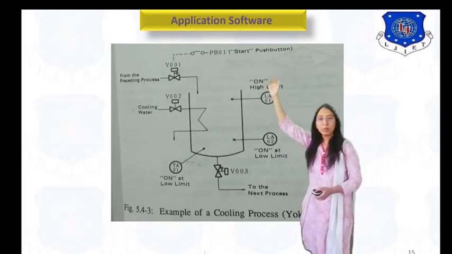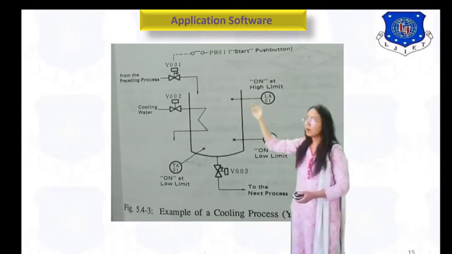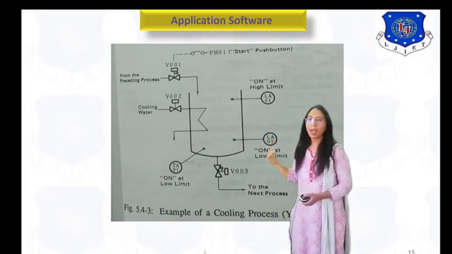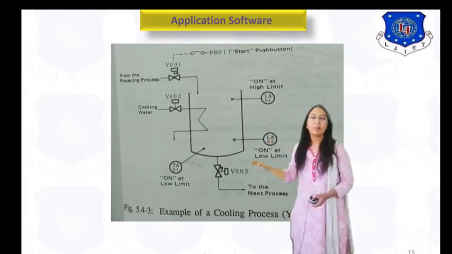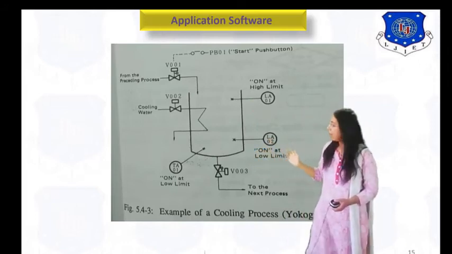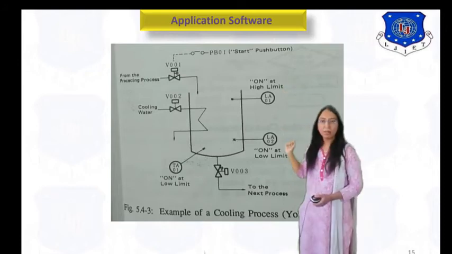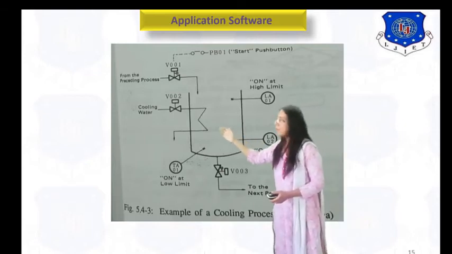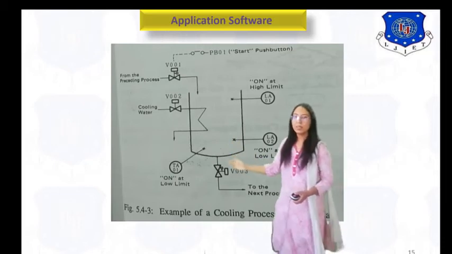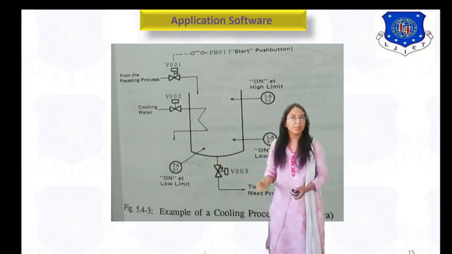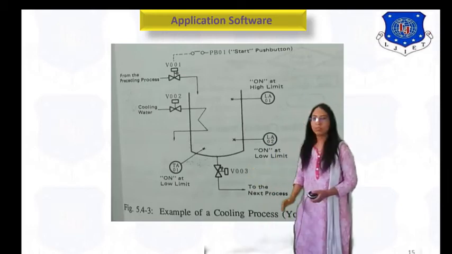Here push button 1 is for starting our system. Then after that valve 1: when the tank is empty, at that time valve 1 will be open. Low level alarm is available here, and high level alarm is also available. And this is valve 2 for the cooling process, and here TA is for temperature alarm. Then after that valve 3 is for the next process.